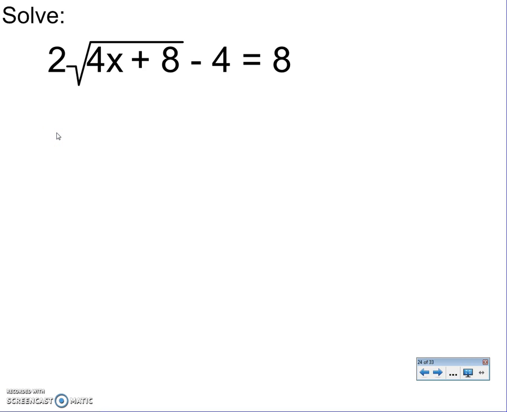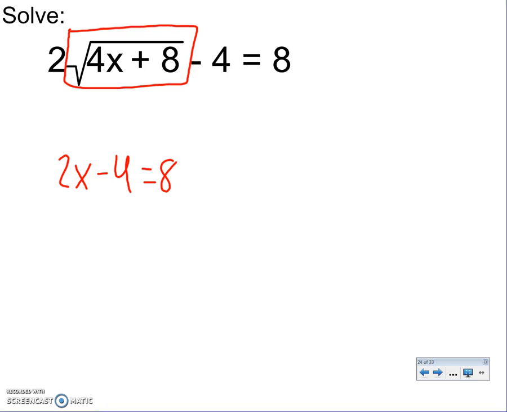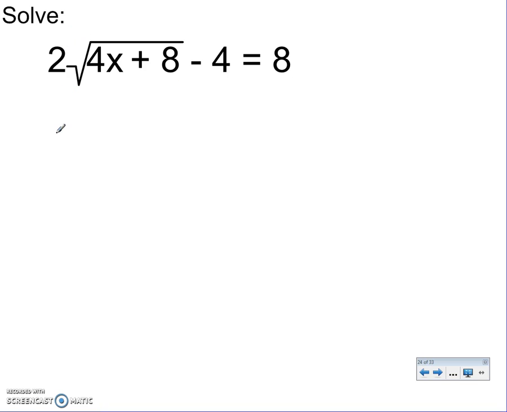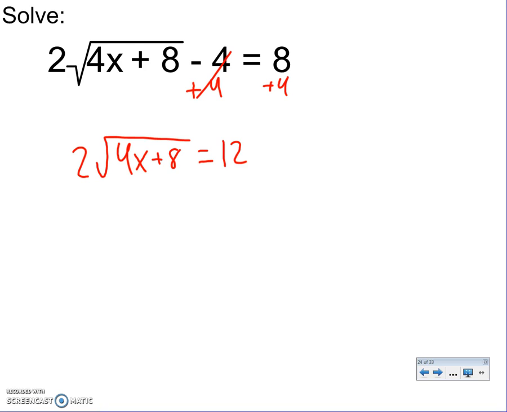Here's a slightly harder one. Remember, I want to isolate the radical, get the root by itself, meaning that 2 and that 4 need to go. I would have to add the 4 first, divide by the 2 second. So I am going to add 4 to both sides. So 2 square root of 4x plus 8 equals 12. I need to divide by 2.